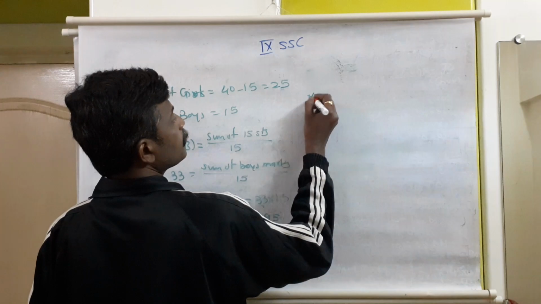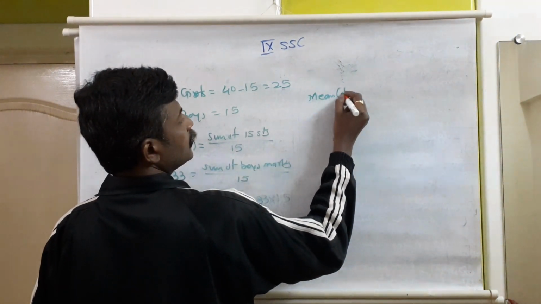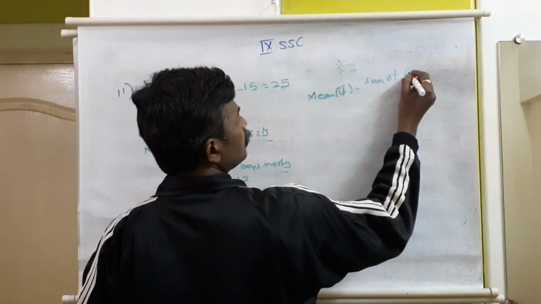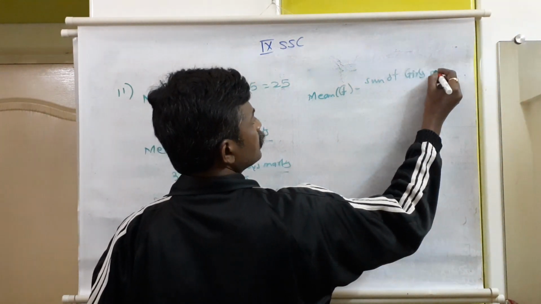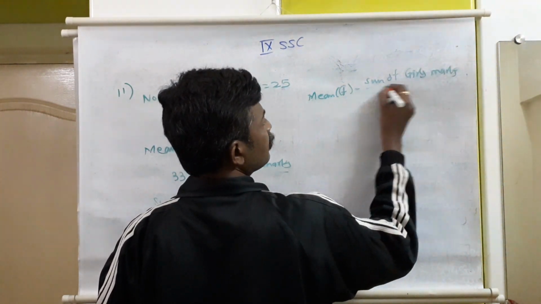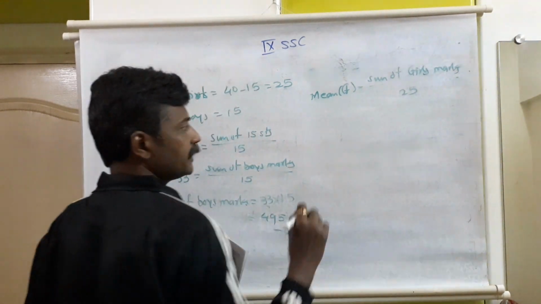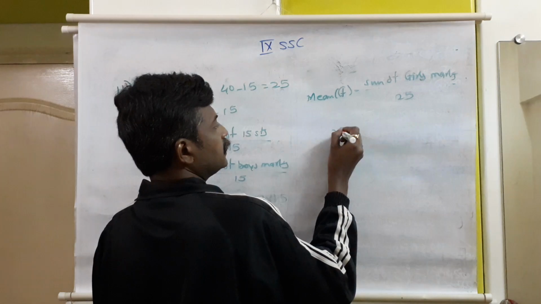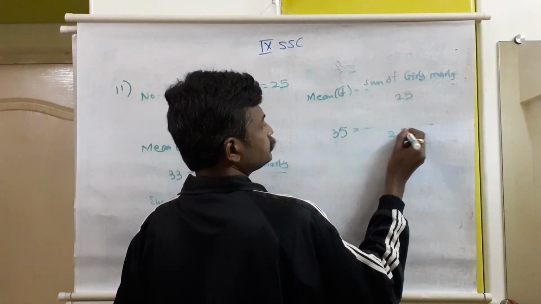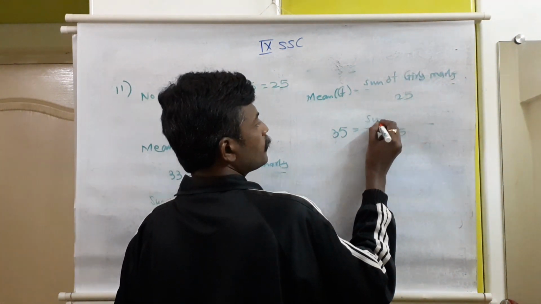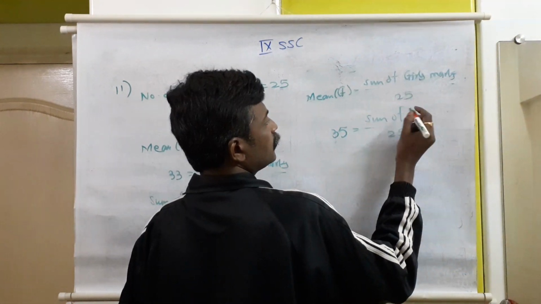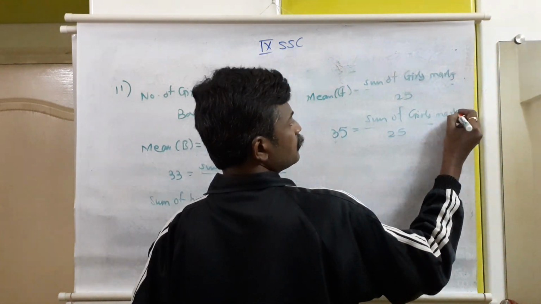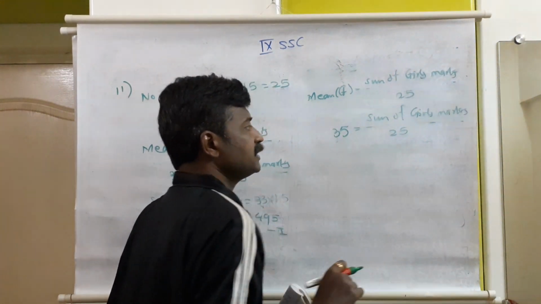Same way, mean of girls is 35. So the mean for girls is equal to the sum of girls' marks divided by the number of girls, 25. The mean is given here, 35. So 35 is equal to the sum of all girls' marks, the sum of girls' marks divided by 25.